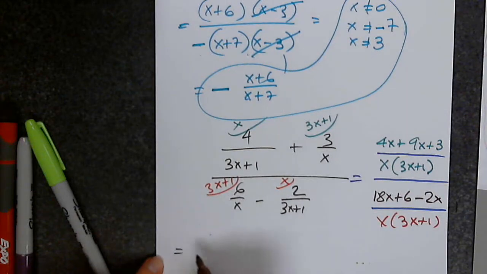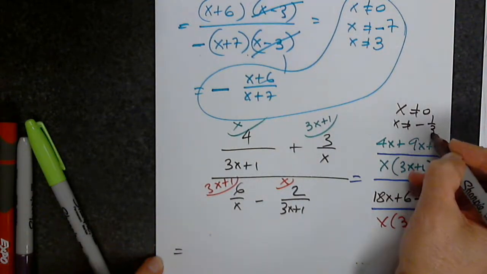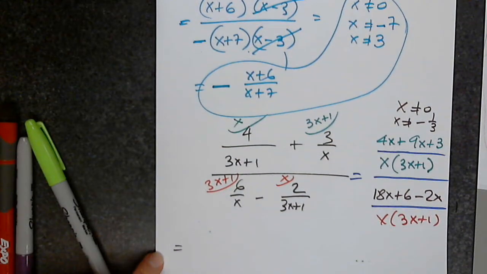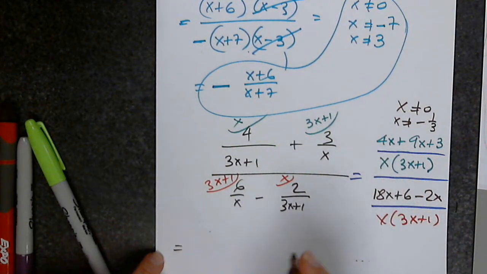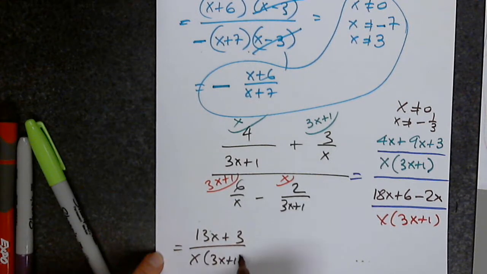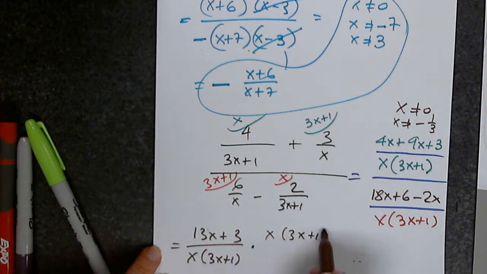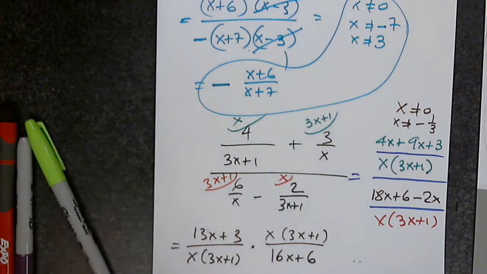Very good, excellent. Of course, I have to write that x is not 0 and x is not negative 1/3. I copy the numerator as 13x plus 3 over x times 3x plus 1 times x times 3x plus 1 over 16x plus 6. Do we agree? Do we agree with this step? Is this okay?